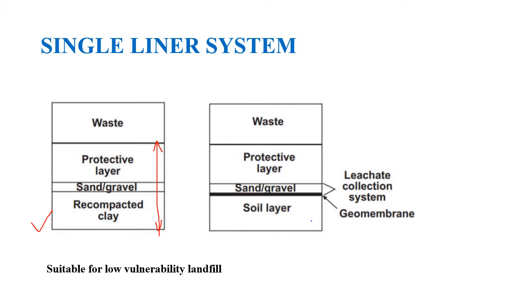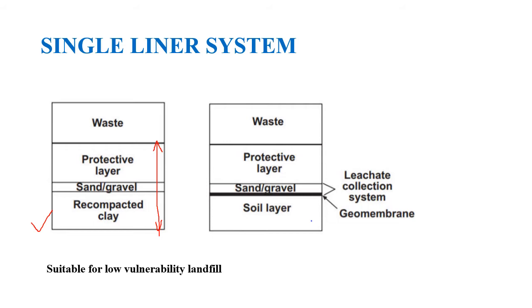So you have the sand or gravel which can perform the function of leachate collection and drainage, whereas you have the recompacted clay which will act as the barrier layer. So this is one section of a single liner system. Now let's look at the other type of single liner system.